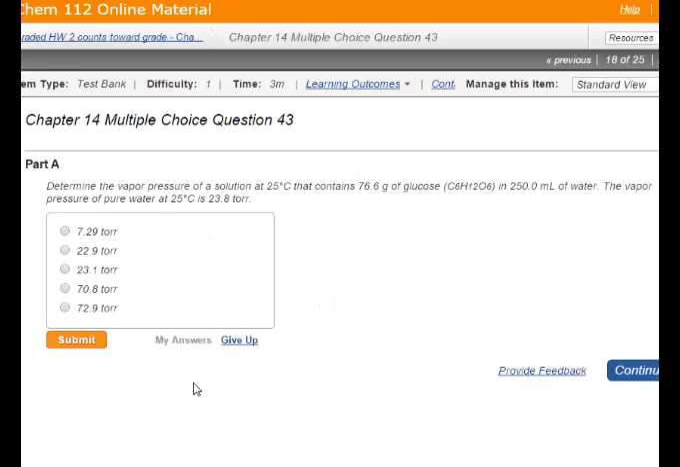So here in problem 18 now, determine the vapor pressure of a solution that contains 76.6 grams of glucose in 250 milliliters of water. So we've got pure water. We're dissolving solute into that to make a solution, and that will reduce the vapor pressure. And the way this turns out, this is Raoult's law, however you want to pronounce that. It's going to be the mole fraction of the water times the pure vapor pressure is now the new reduced pressure. So let's do that calculation.